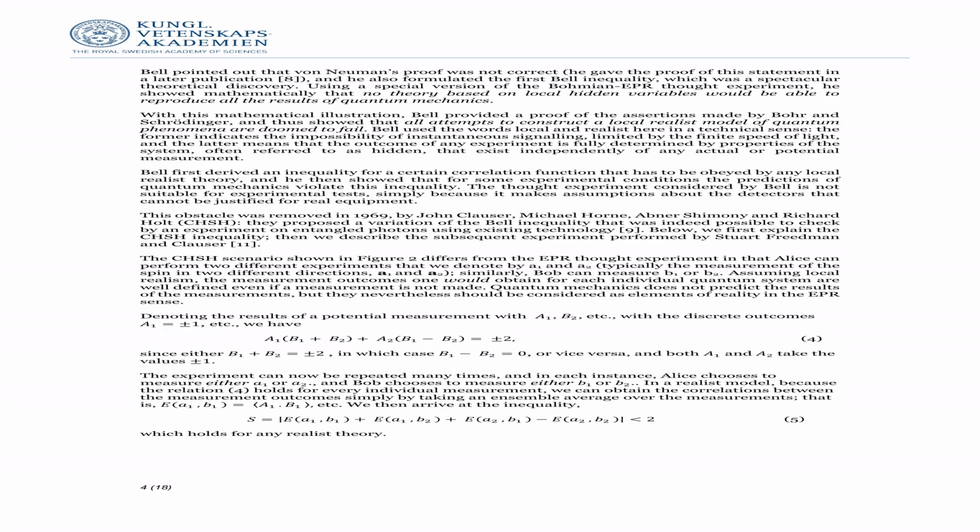Bell used the words local and realist here in a technical sense. The former indicates the impossibility of instantaneous signaling, limited by the finite speed of light, and the latter means that the outcome of any experiment is fully determined by properties of the system, often referred to as hidden, that exist independently of any actual or potential measurement. Bell first derived an inequality for a certain correlation function that has to be obeyed by any local realist theory. And he then showed that for some experimental conditions, the predictions of quantum mechanics violate this inequality.